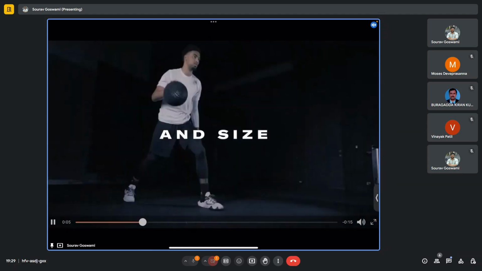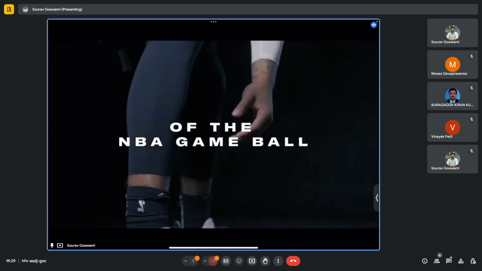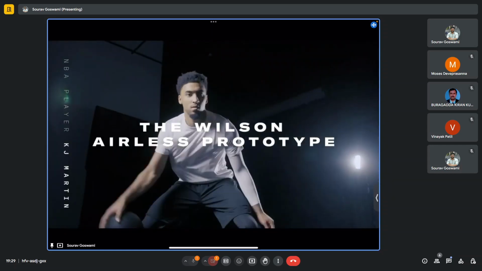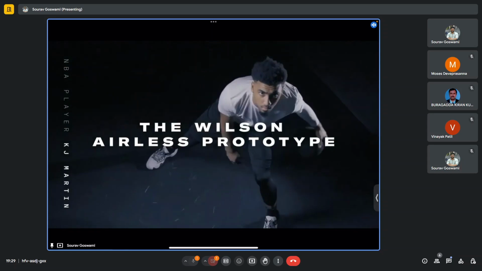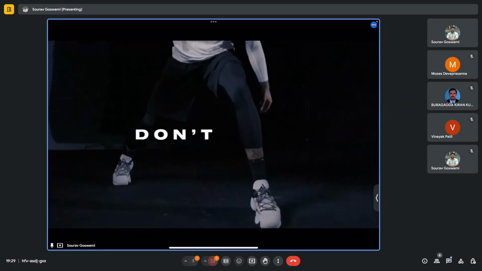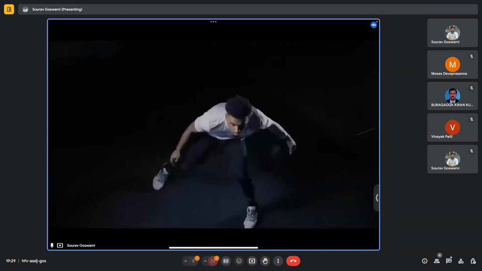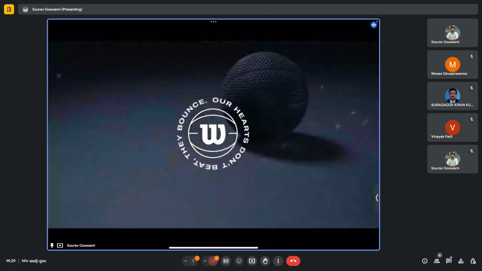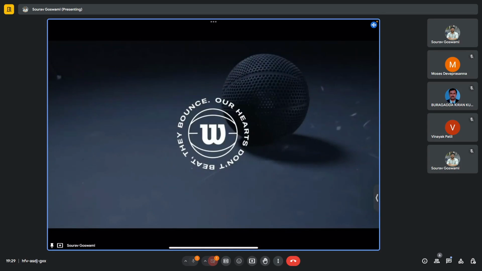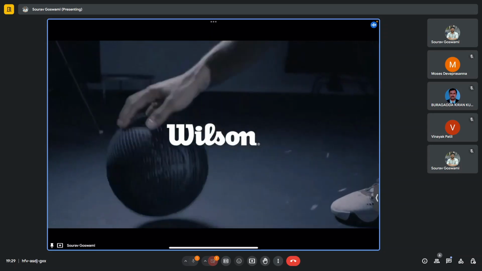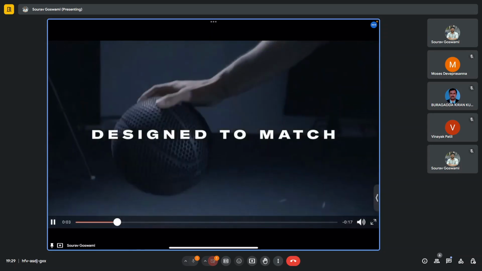It has been designed to match the performance of an actual NBA ball, and it might have used technologies such as conformal slicing and control of porous structures for building this basketball. Just look at the next one.